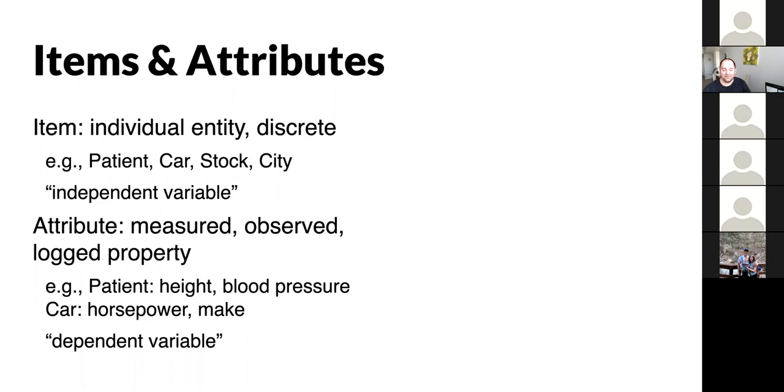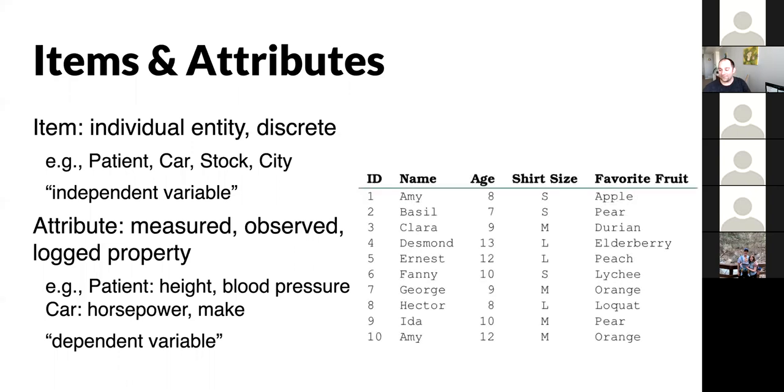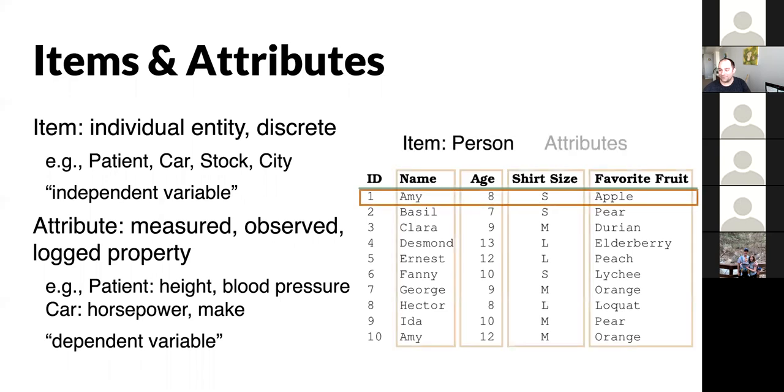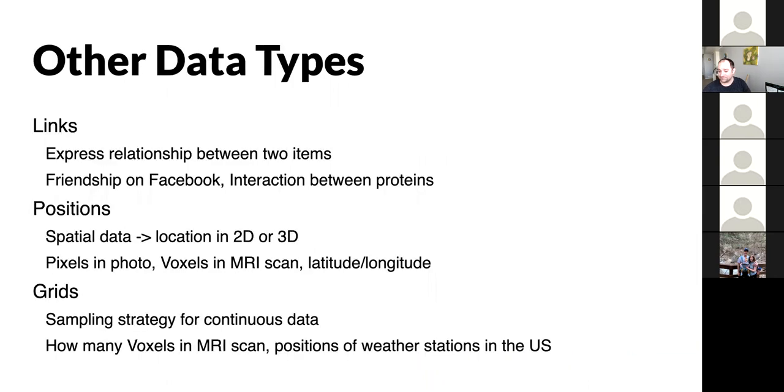They're dependent variables because these logged properties depend on the independent variables, so they cannot exist independently of them. If you look at this, where are our independent variables, or our items, here? It's in the rows. The rows are the items. So here we have the person being the independent variable, and the attributes about those people are the dependent variables. And then we have a cell that identifies the intersection here.